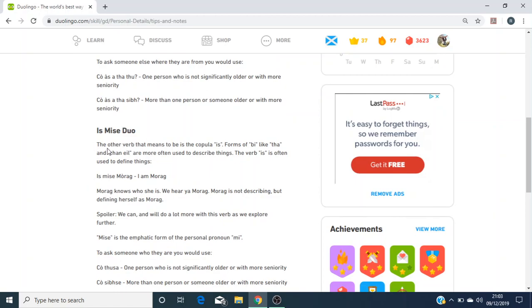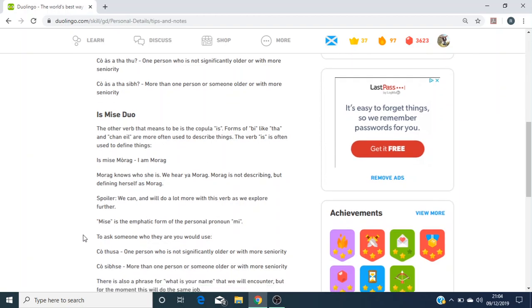Ismisha duo. The other verb that means to be is the copula, is. Forms of be like ha and chanil are more often used to describe things. The verb is often used to define things. So, Ismisha morag, I am Morag. Morag knows who she is. We hear you, Morag. Morag is not describing but defining herself as Morag. Spoiler, we can and will do a lot more with this verb as we explore it further, okay?